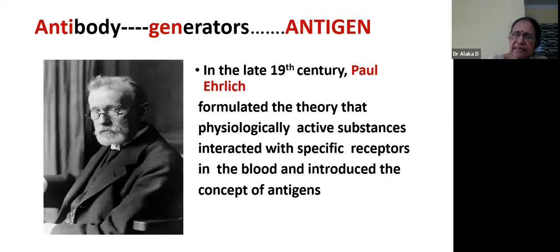It was as early as the 19th century that Paul Ehrlich formulated the theory that there are physiologically active substances that interact with specific receptors in the blood, and therefore he introduced the concept of antigen. You see at the title, antibody generators are antigens. So these antigens come from the microbes and they generate the antibodies. So antibody generators are called antigens.